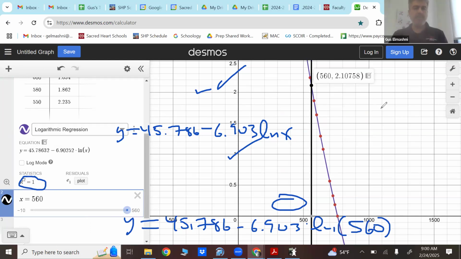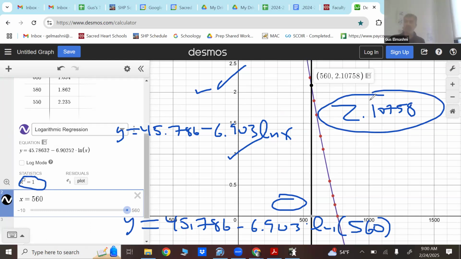There you go. Desmos is much nicer. Now, why is this important for the SAT? I've seen some SAT questions. I actually do a lot of test prep on the side.